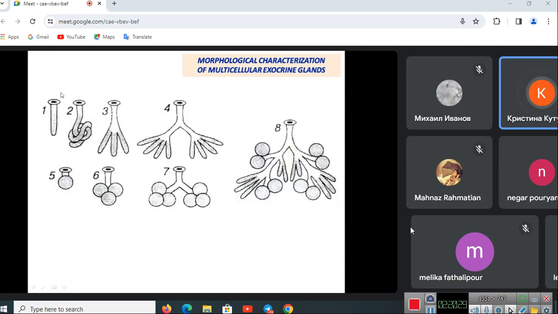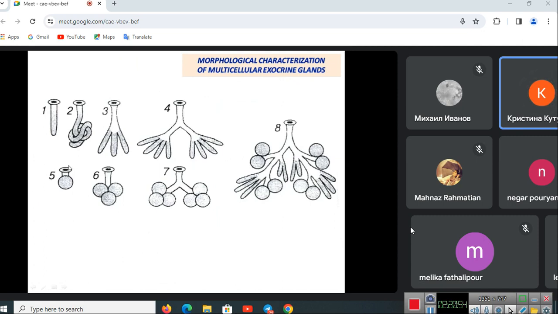So here, number one, simple non-branched tubular. Number two, simple non-branched tubular with twisted secretory portion. This is the diagram of the sweat gland. Sweat gland looks like this. Next, number three, simple branched tubular. Number four, compound branched tubular.